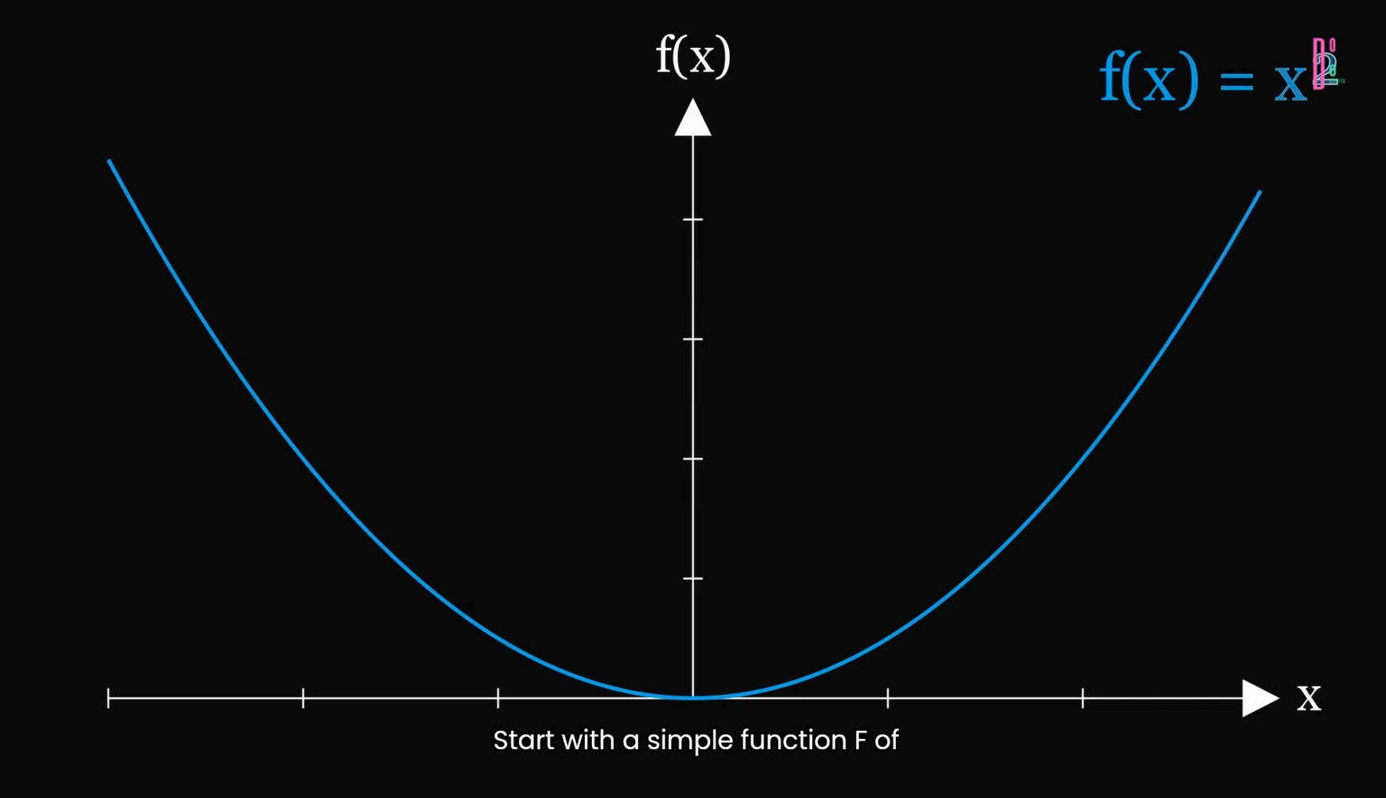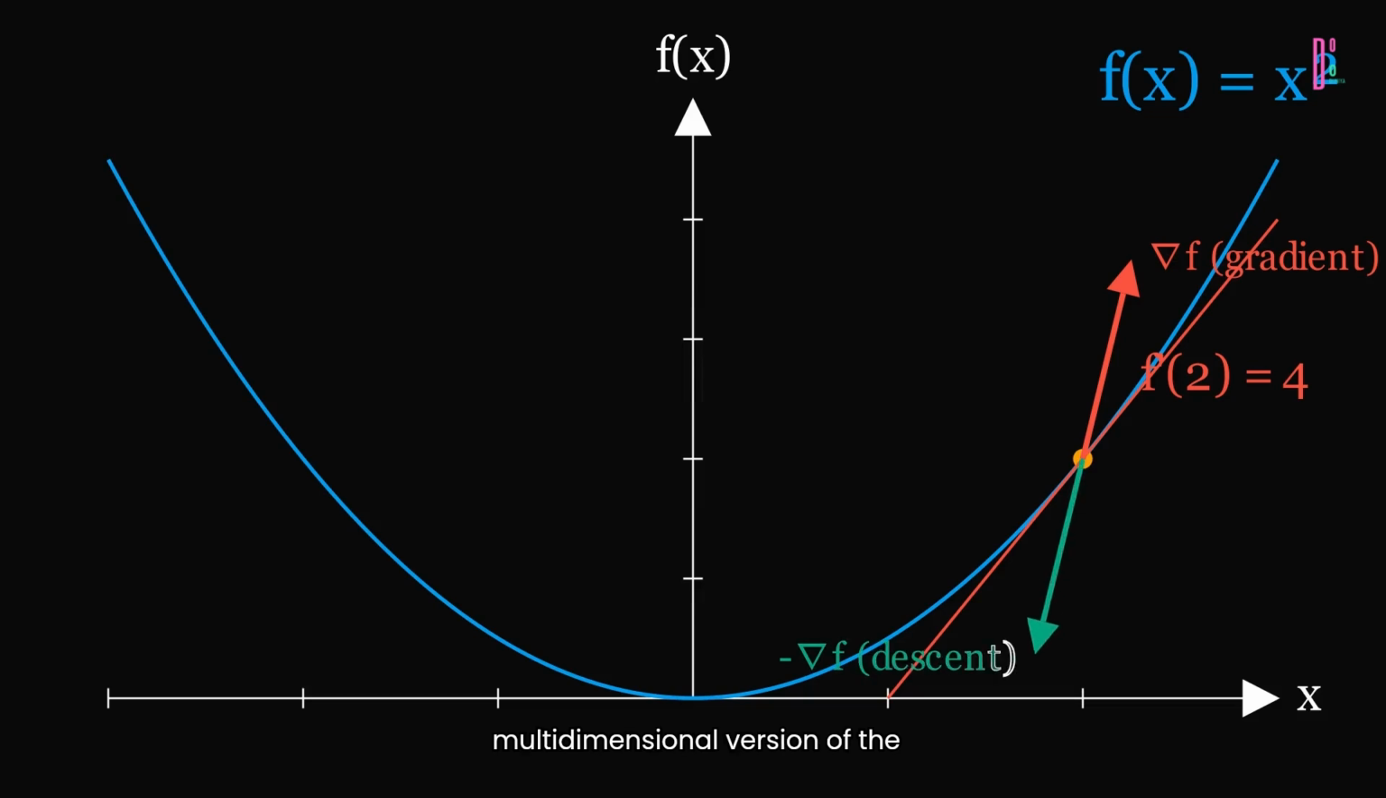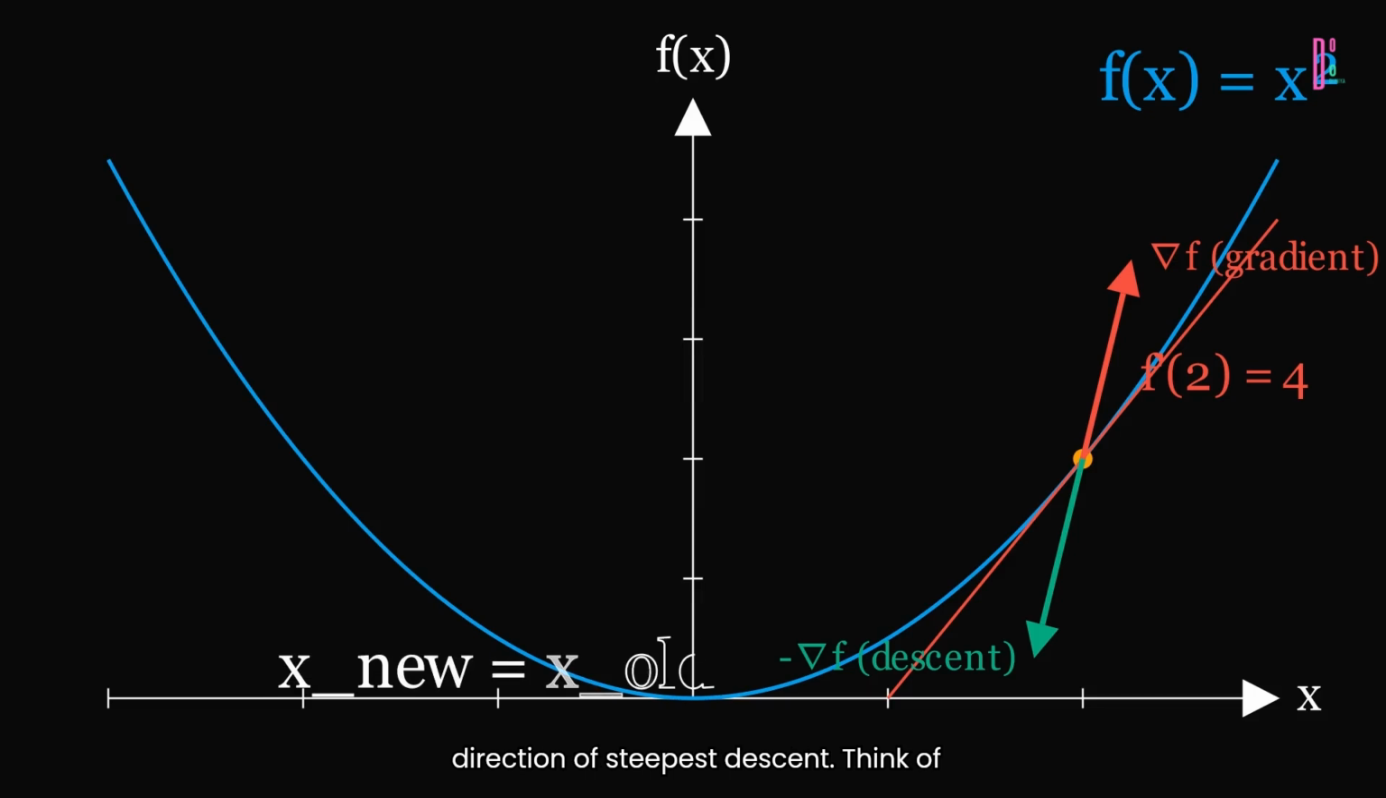Start with a simple function. F of x equals x squared, a perfect parabola. At any point x, the derivative tells us the slope. Positive slope, function increasing. Negative slope, function decreasing. Zero slope, you've found the minimum. The gradient is just the multidimensional version of the derivative. It's a vector pointing in the direction of steepest ascent.